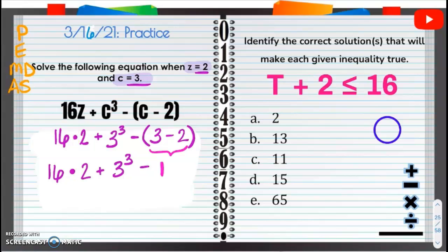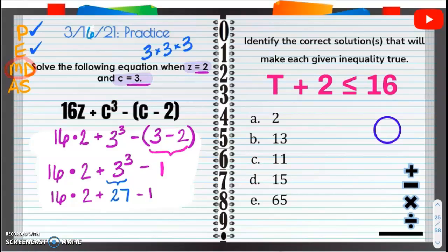Any more parentheses? Nope. How about exponents? Yes. The exponents, 3 to the third power means 3 times 3 times 3. 3 times 3 is 9, and then 9 times 3 is going to be 27. So we get 27. Bring everything else down we didn't use yet. Any more exponents? Nope.